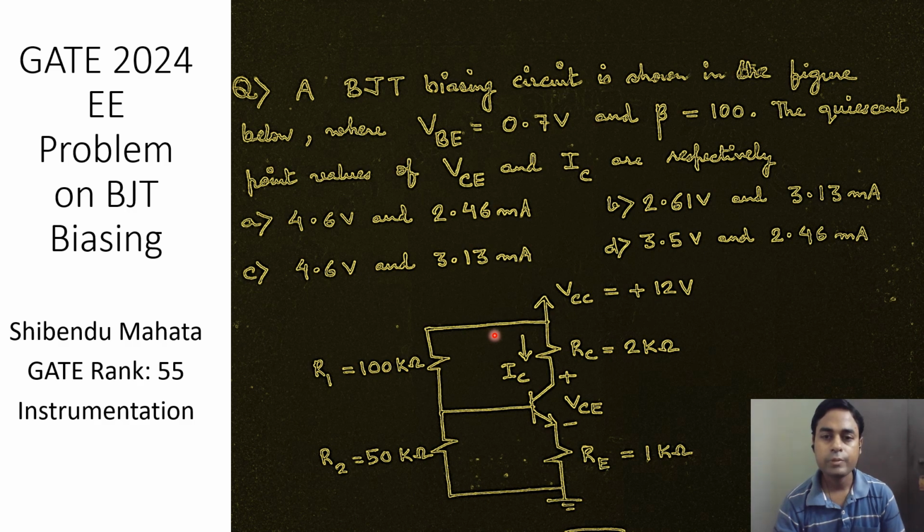So it's a typical voltage divider based bias circuit. R1 is equal to 100 kilo ohm and this is 50 kilo ohm R2, and the collector resistance is 2 kilo ohms and the emitter resistance is equal to 1 kilo ohm, and the biasing voltage is equal to 12 volts. The other end of this is connected to ground. So our objective is to find out the collector current IC and the collector to emitter voltage drop. So these are the Q point values.